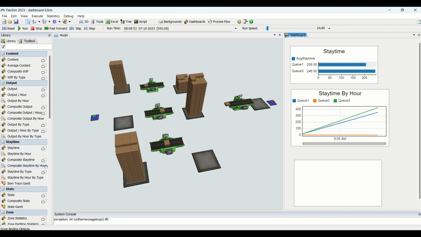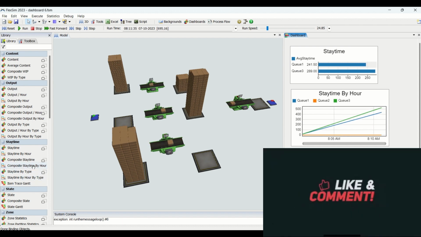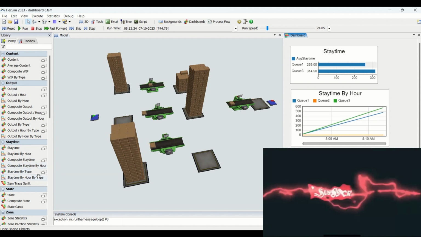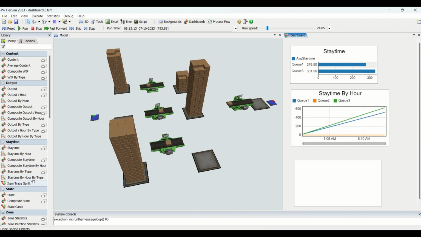So now in our next video 7, we will be understanding what is stay time by type, then stay time by hour by type, and then the item trace Gantt graph.